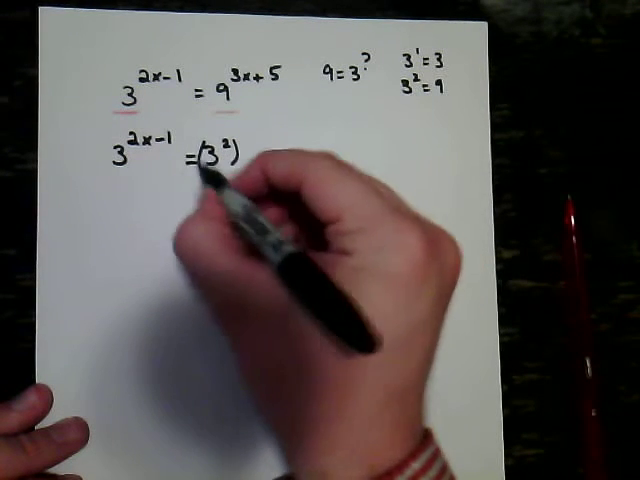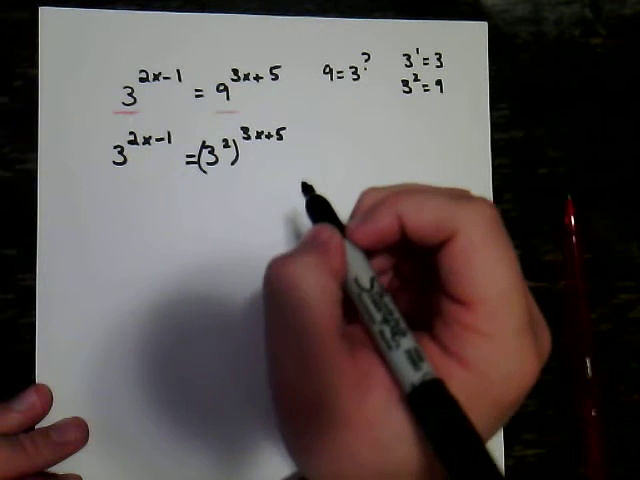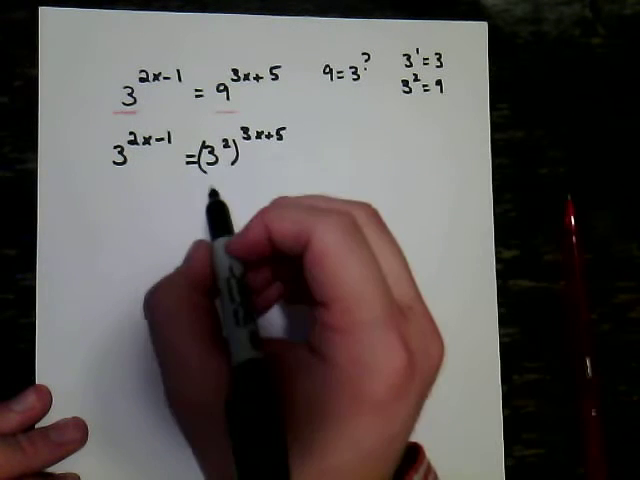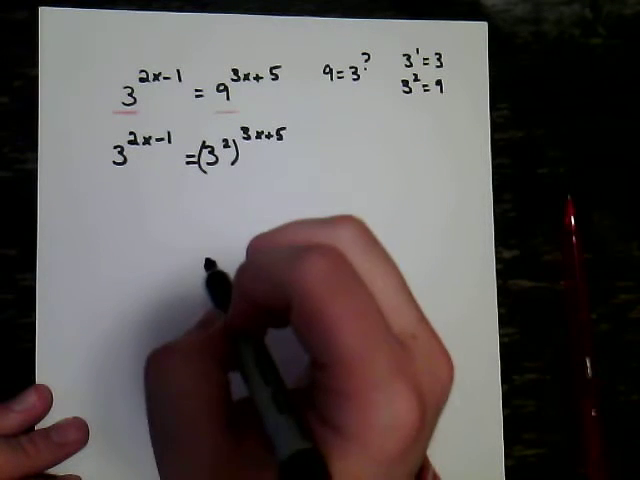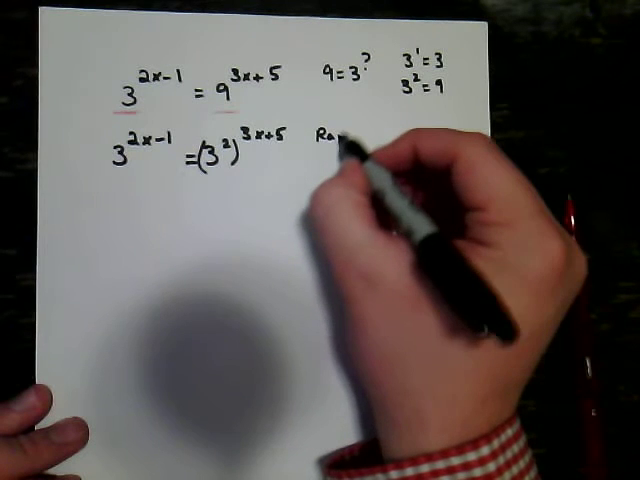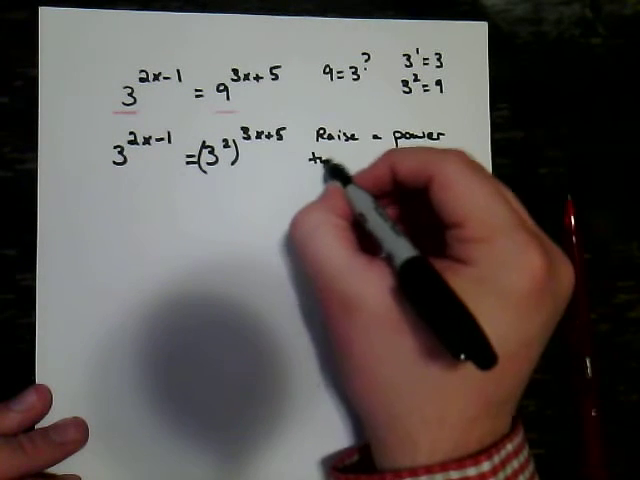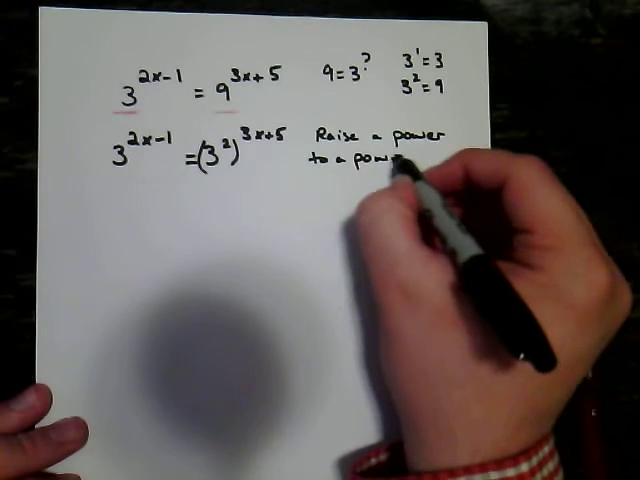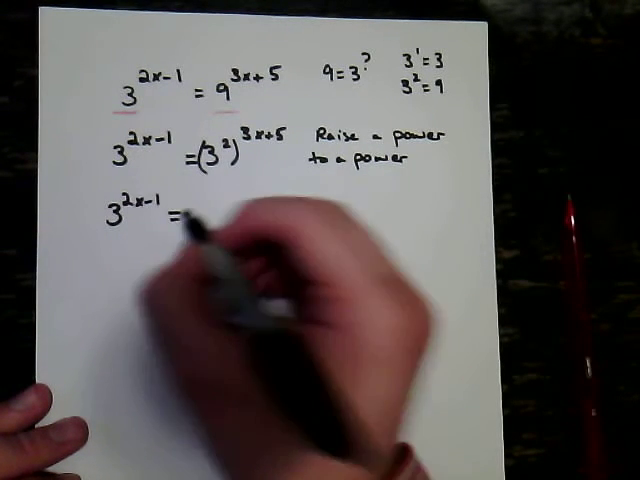So 3 squared raised to the 3x plus 5. And then we will go ahead and distribute. Okay, we're going to distribute using our raising a power to a power. So our left side isn't going to change at all. We're just going to bring that side down.